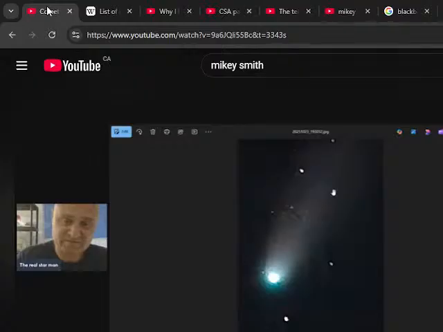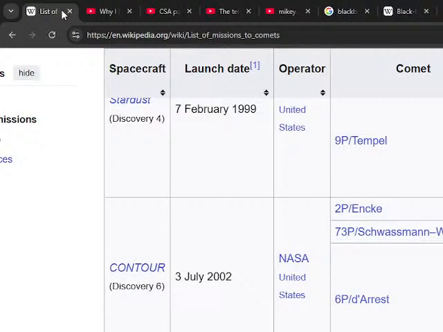So, yeah, he doesn't understand comets, but he thinks he's going to win the case against the CSA. And then he's going to go after NASA later this year and early next year. But he doesn't have much standing with that one.